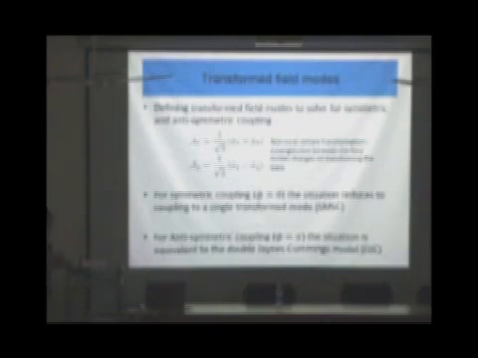Now, I mentioned that if you take the A1 and A2 and go to a transformed basis, really simply, it's the symmetric and antisymmetric combination of that. For the symmetric coupling, which corresponds to phi equals 0, it reduces to the coupling to a single transformed mode. So it's single mode, symmetric coupling. Whereas for the antisymmetric coupling, the other extreme of the phase condition, the situation is equivalent to the double James-Cummings model that Professor Hill mentioned just now. This is a very important, simple enough model, but it's double of that. So again, we could solve that exactly.